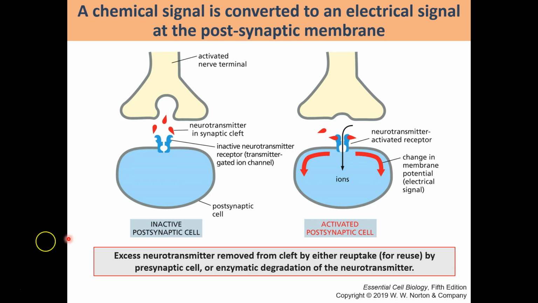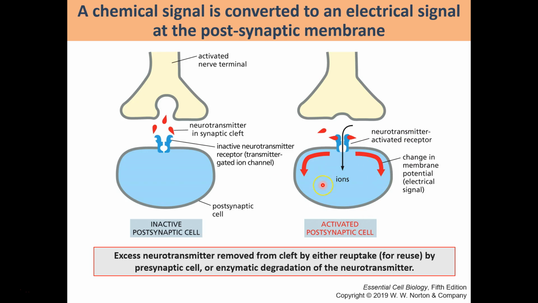Okay, so once again, once this neurotransmitter has bound to the receptor, it's activated that receptor, and it is going to then send the signal through change in membrane potential. Again, it's going to get converted back into an electrical signal in this postsynaptic membrane, and as a result, ions will get influxed into the cell to activate the appropriate response.